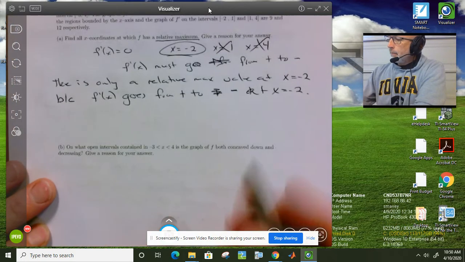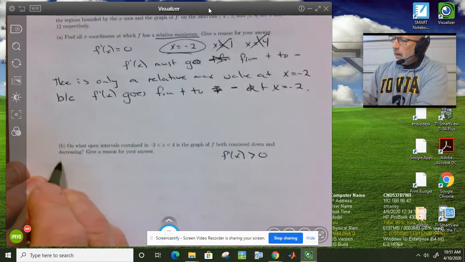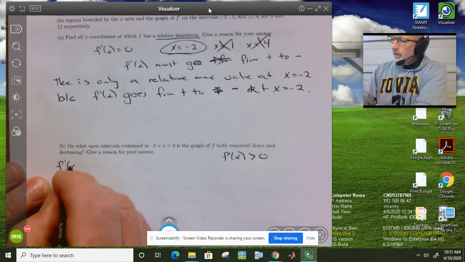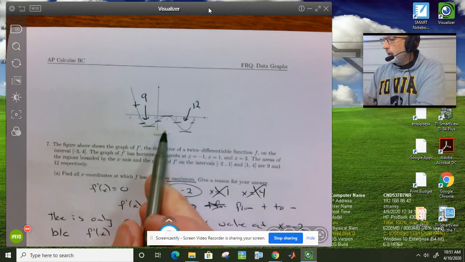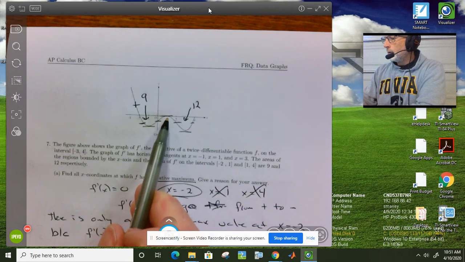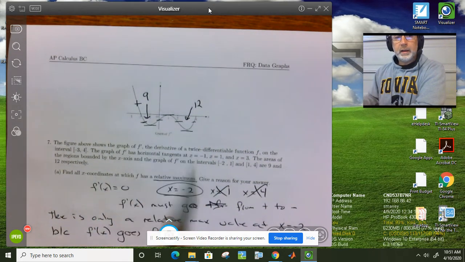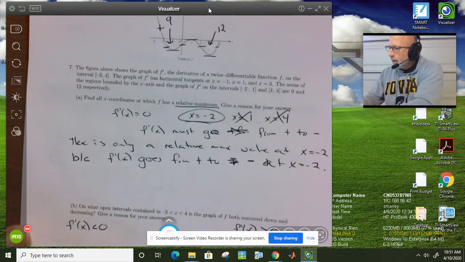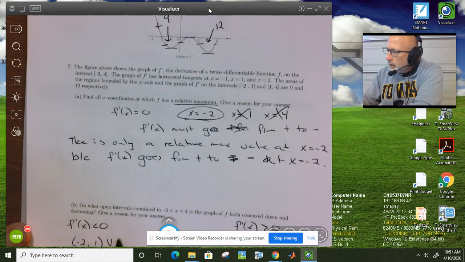So concave up means the second derivative of x has to be greater than 0, and decreasing means f prime of x has to be less than 0. Well, this is the graph of f prime, right? So if you notice, it's negative from -2 to 1, and 1 to 4. But it doesn't include those endpoints because it's 0 at those points. So this is going to be -2 to 1 in union with 1 to 4.